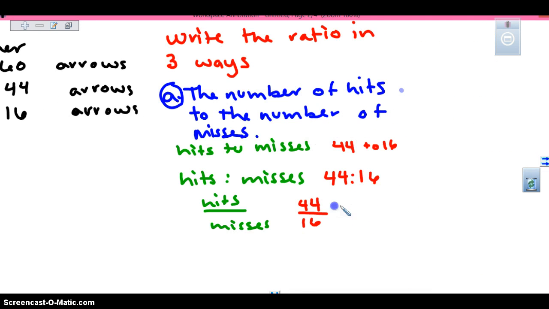So that means we can divide by 4, and this simplifies to 11 over 4. We can say 11 to 4, or 11 to 4 using the colon. These are the three ways to write this.